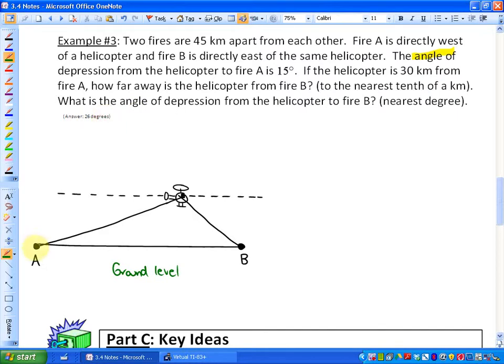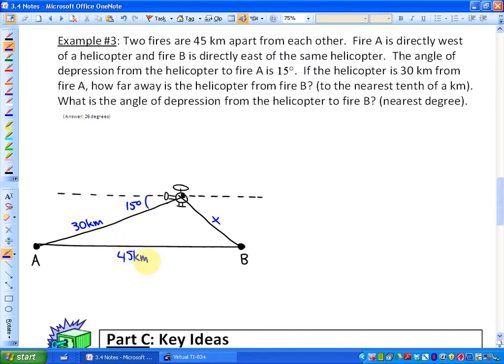So this is from the side, from ground level. A is to the left of the helicopter, B is to the right of the helicopter, and if we're looking at the angle of depression, it is down from horizontal. So that would be this angle right here is 15 degrees. And then it says if the helicopter is 30 kilometers away from fire A, so here's 30 kilometers, how far away is the helicopter from fire B? So we're determining this length. What we also know from the very first sentence is that the two fires are 45 kilometers apart.